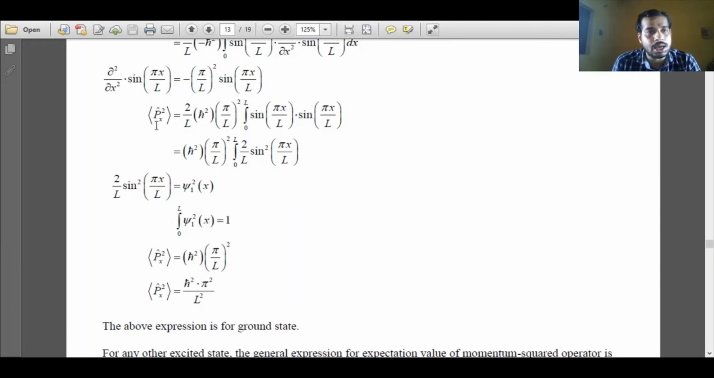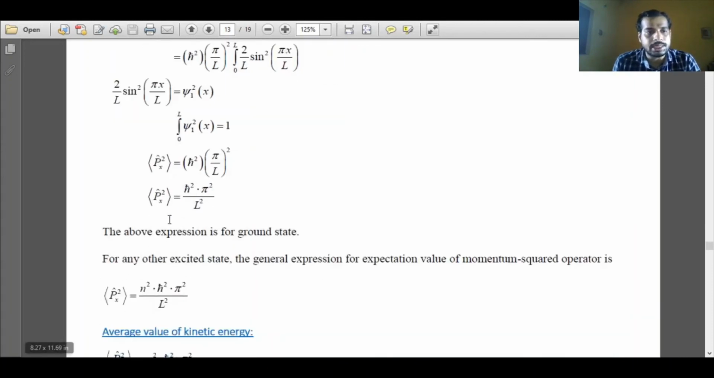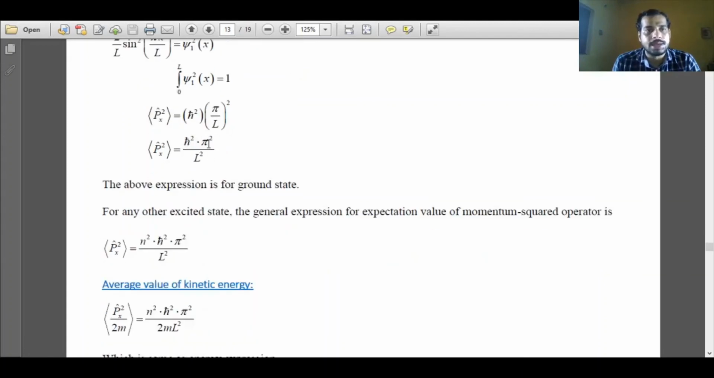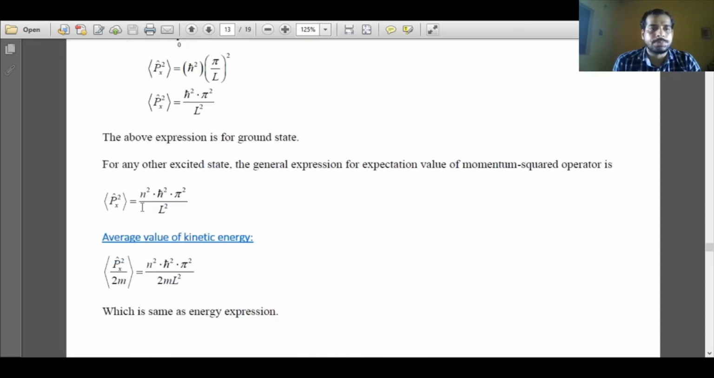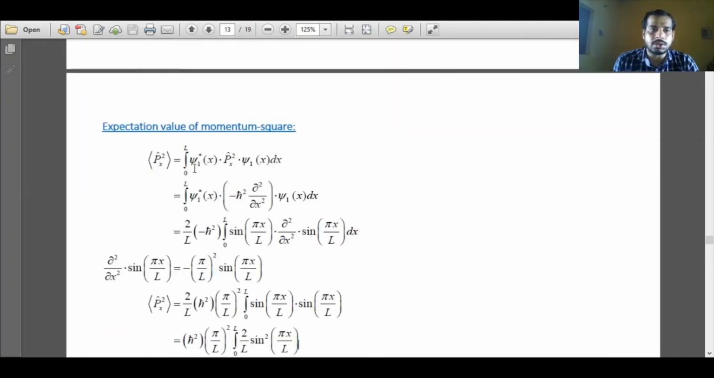I am left with the expectation value for the momentum operator square equal to h bar square pi by L whole square. So if I rearrange, I get the px square expectation value, or average value, equal to h bar square pi square over L square, or pi h bar over L whole square. That will be my expectation value for momentum square. This is for the first eigenstate when n is equal to 1. What will be the expression for n equal to 2, 3, 4?